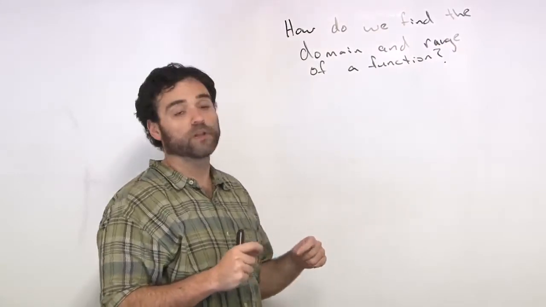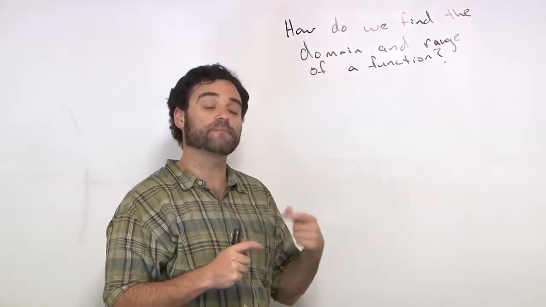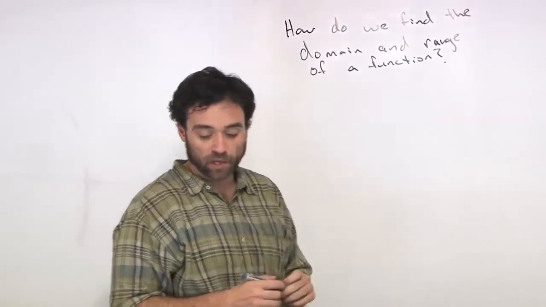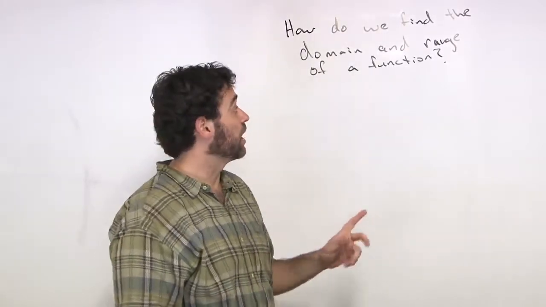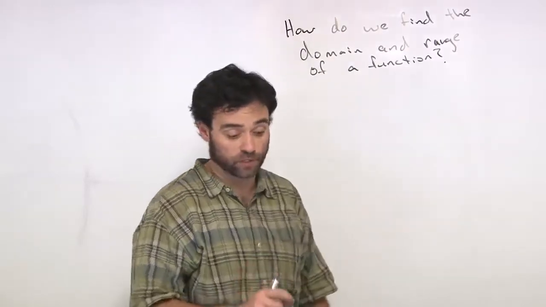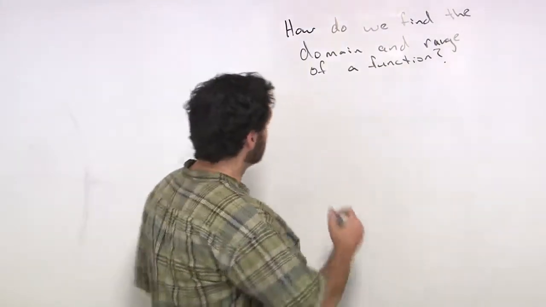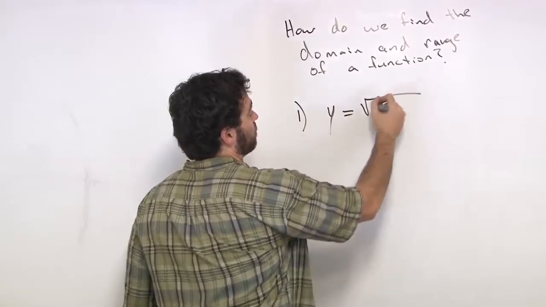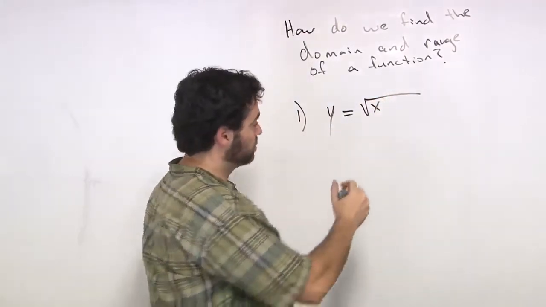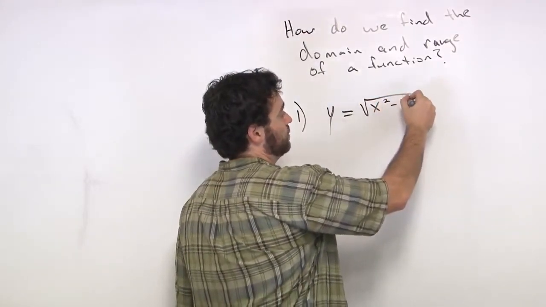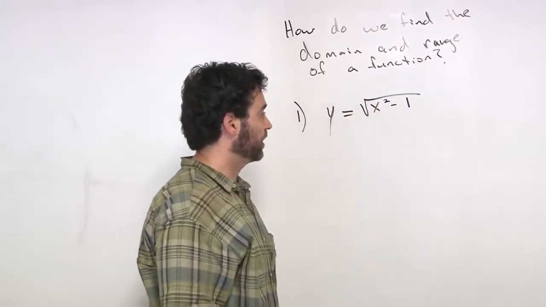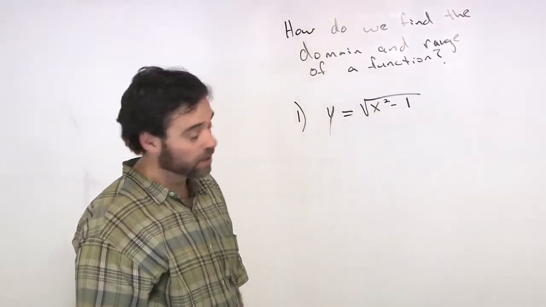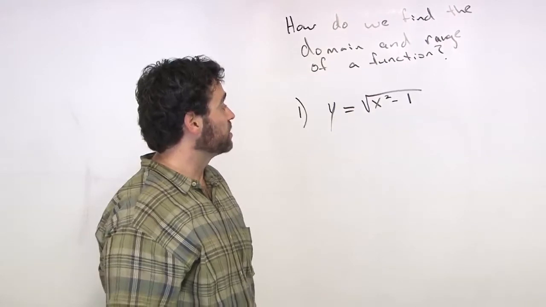And some people also might call this restricting domains to make things functions. First we're going to look at equations, and we want to find the domain and range of functions. So the first one we want to look at is y equals the square root of x squared minus 1. Okay? We're going to look at the square root of x squared minus 1.